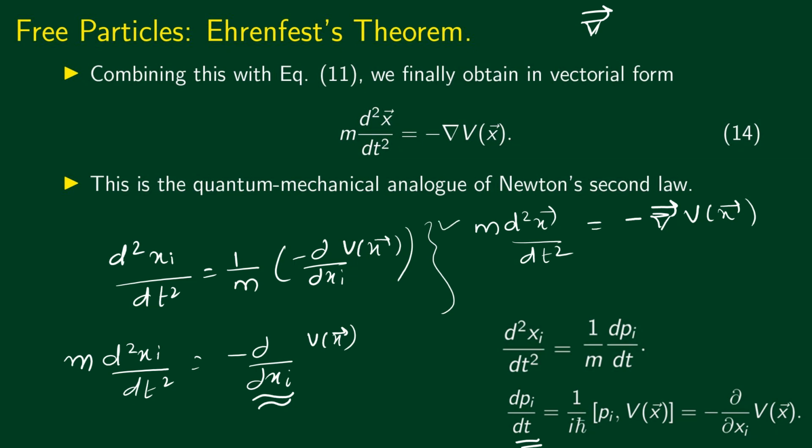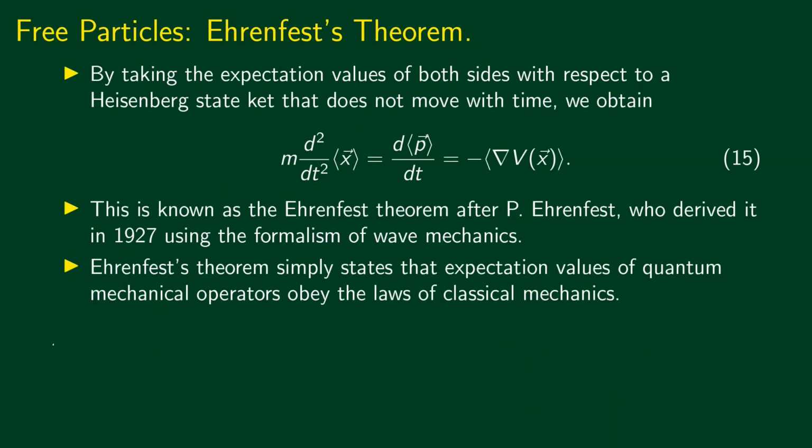So you can call this the quantum mechanical analog of Newton's second law, because this is the gradient of a potential which gives the force. Actually, the negative gradient of the potential gives the force, and this is the same as Newton's second law, F equal to m d square x vector by dt square. Now this is the result that we have. We found that m d square x vector by dt square is equal to dp vector by dt, which is in turn equal to minus del vector V of x vector.